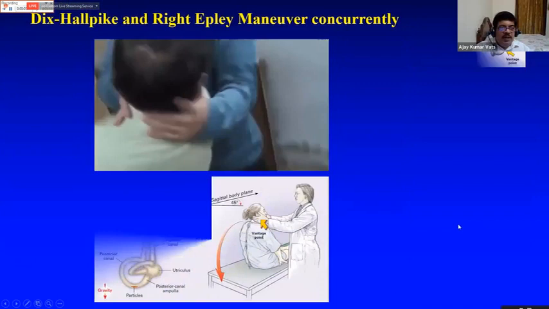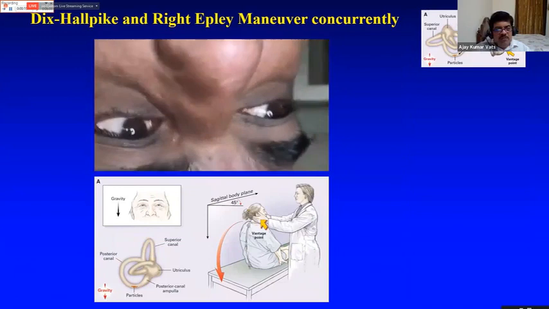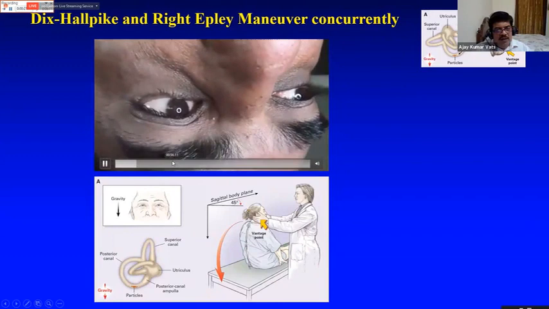Likewise, when we do a Dix-Hallpike test, it is always appropriate to do a right Epley maneuver. In this patient, you see the left eye is beating upwards, and there is a torsional component during the Dix-Hallpike position. Try to complete the Epley maneuver, which is a therapeutic maneuver, in the same go to avoid excessive stimulation to the patient.